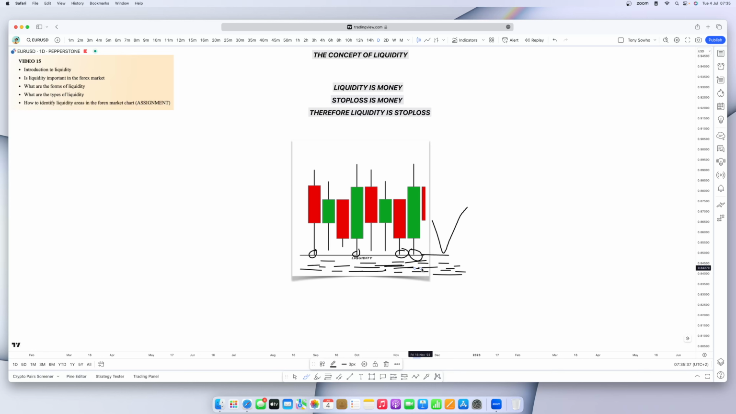What do you think the institutions are trying to do here? They're trying to build liquidity, gather the old money together in one place so they can sweep it and then get in on very big positions and then take price in their favor. So that is why when we see this as smart money traders, we see this as a trap.